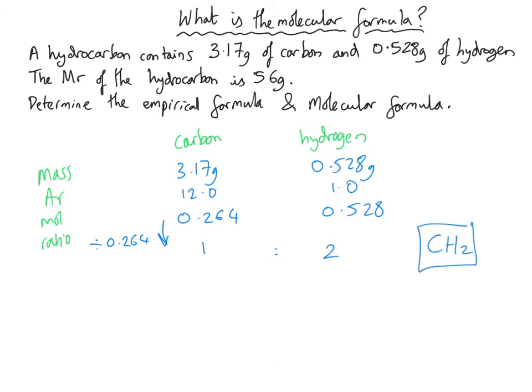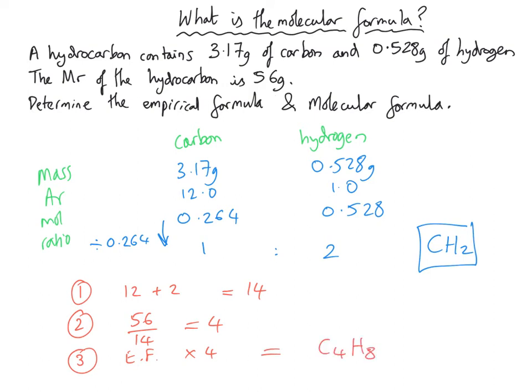We've been asked for the molecular formula as well, and so doing those 3 steps as before, the empirical formula mass is 12 plus 2 for the carbon and the 2 hydrogen, so it's got a mass of 14. Step 2, what's our ratio? Well, the MR is 56, and 14 is the empirical formula mass, so 56 divided by 14 is 4. And then finally, that means our molecular formula is the empirical formula multiplied by 4, and so C4H8 is our final answer for the molecular formula.